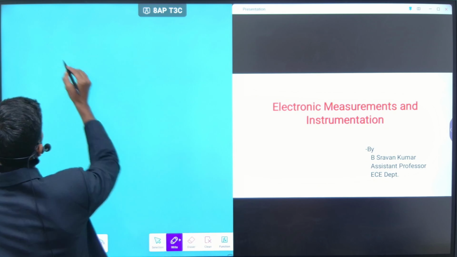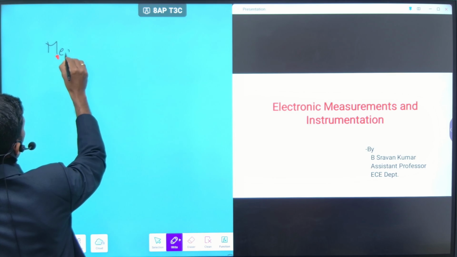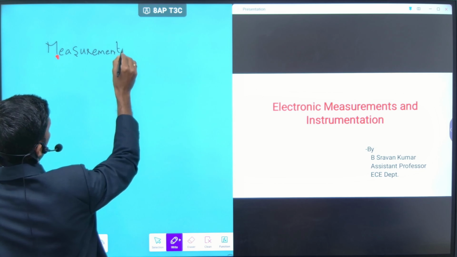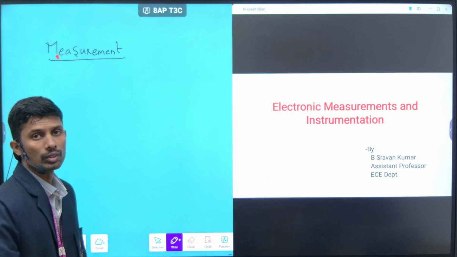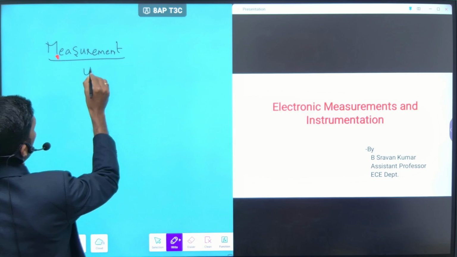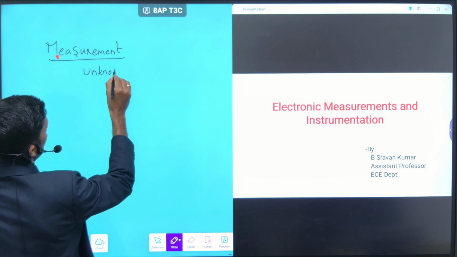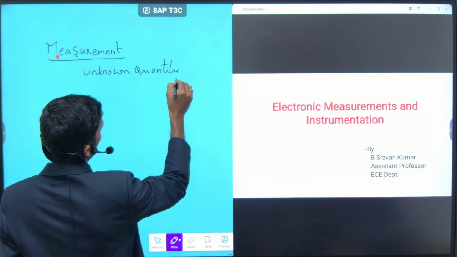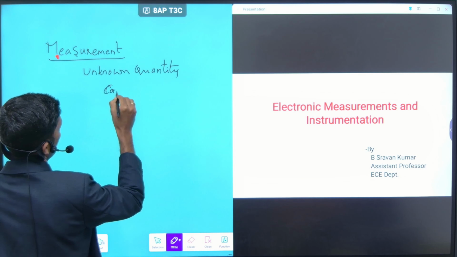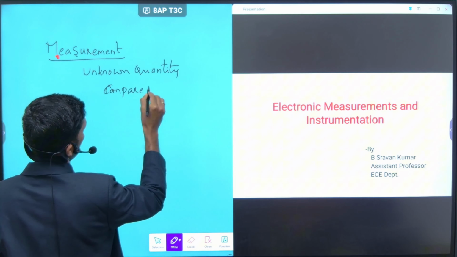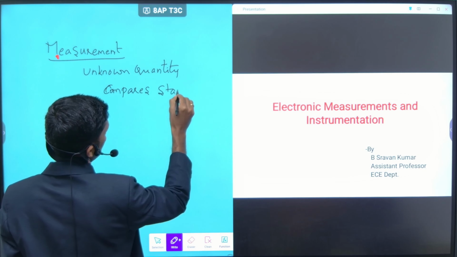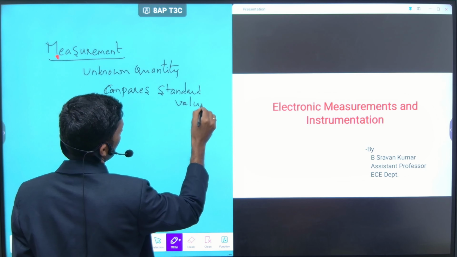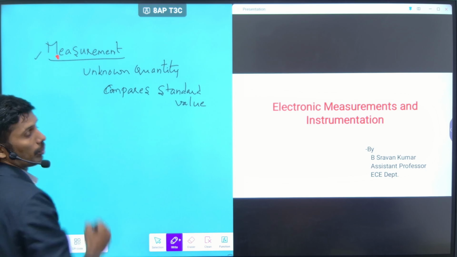So first, what is meant by measurement? Measurement is a process of determining some unknown quantity by comparing it with a known standard quantity. This is called a measurement.